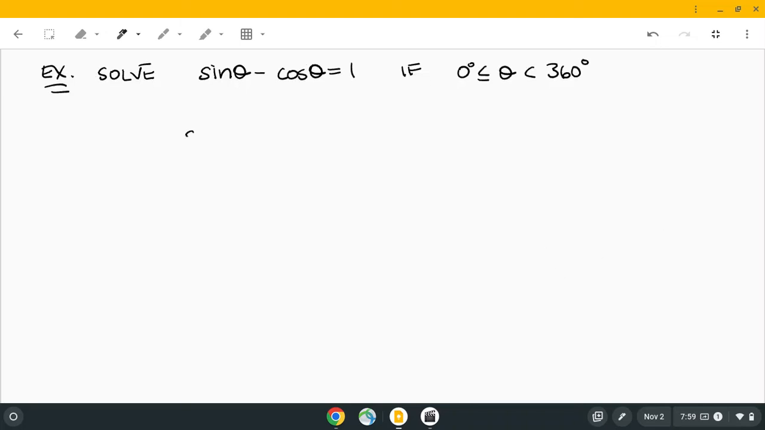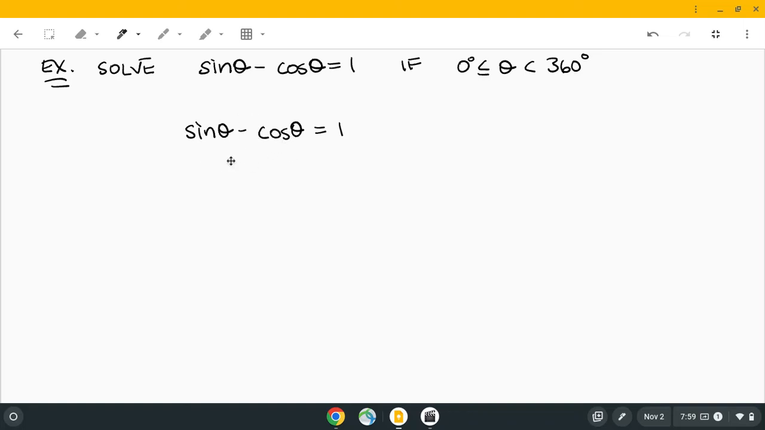All right, so let's go ahead and solve sine theta minus cosine theta equals 1 if theta is between 0 and 360. Okay. All right, so let me write this down. Sine theta minus cosine theta equals 1.